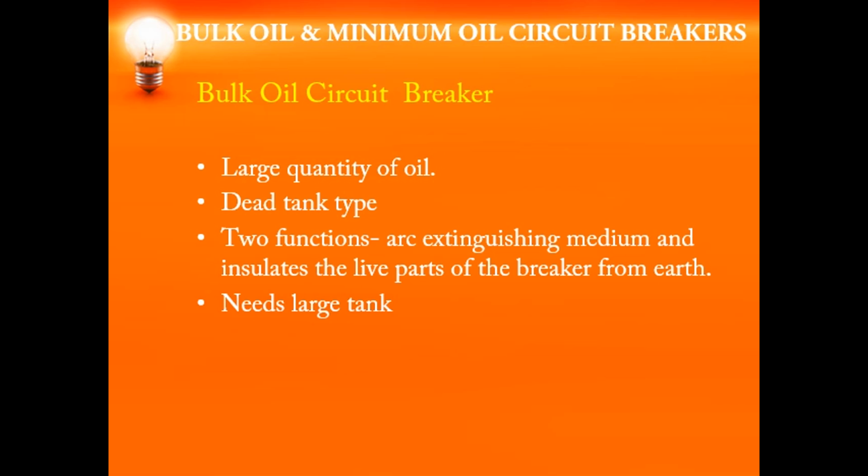The oil used in this bulk oil circuit breaker performs two functions. One is it quenches the arc. Second, it acts as an insulator. It insulates the live part of the circuit breaker from the earth. The quantity of oil required for arc quenching is only about 1/10 of the total oil being used. Only 1/10 of the oil present in the tank is required for arc quenching, and all the remaining oil is required only for insulation.